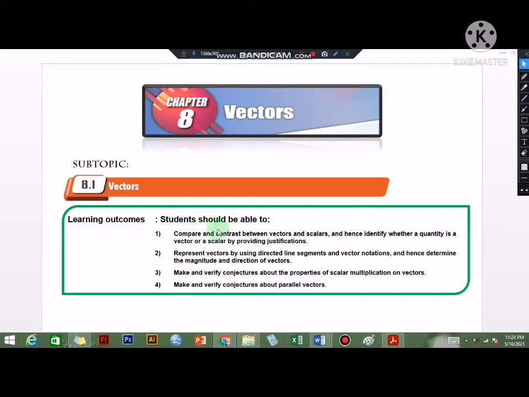Okay, students should be able to, number one, compare and contrast between vectors and scalars, and hence identify whether a quantity is a vector or a scalar by providing justifications. Number 2, represent vectors by using directed line segments and vector notations, and hence determine the magnitude and direction of vectors. Number 3, make and verify conjectures about the properties of scalar multiplications on vectors. And the last one is make and verify conjectures about parallel vectors.